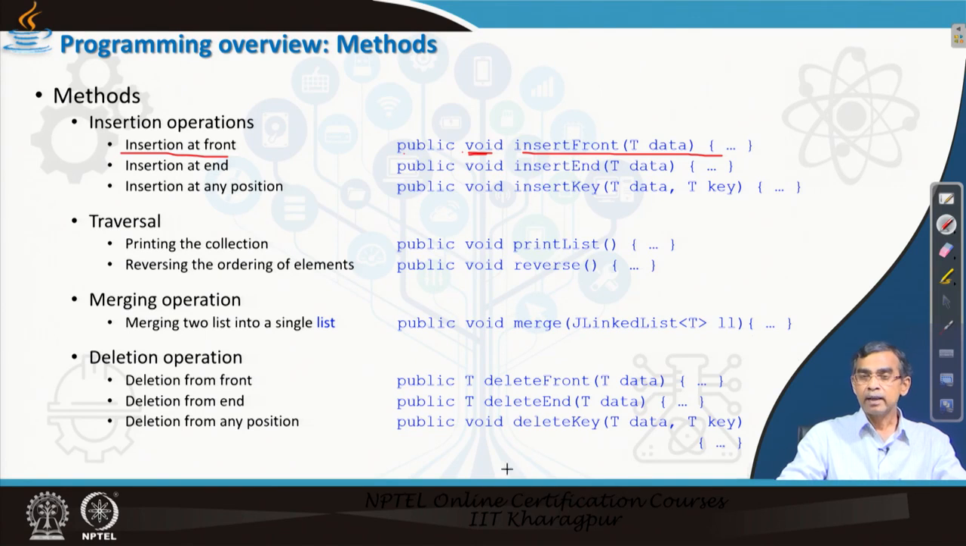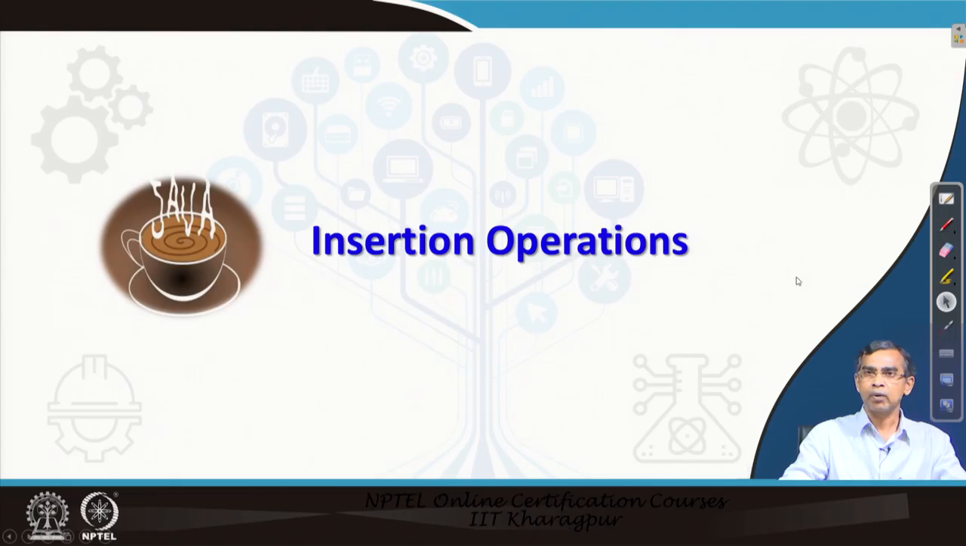Now, this is very important, because we follow the signatures that we planned or designed, so that we have very robust and systematic code. So, this is about the method signatures that we want to implement one by one. First we will start with insertion at front, then insert end, then insert key. Now, let us come to the insertion operations one by one.